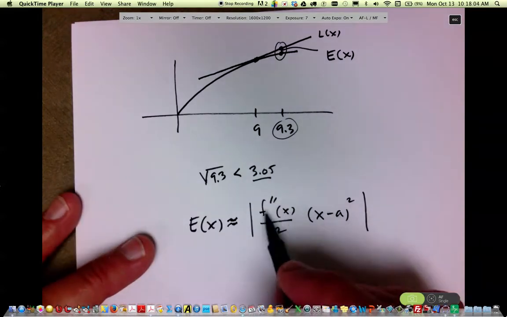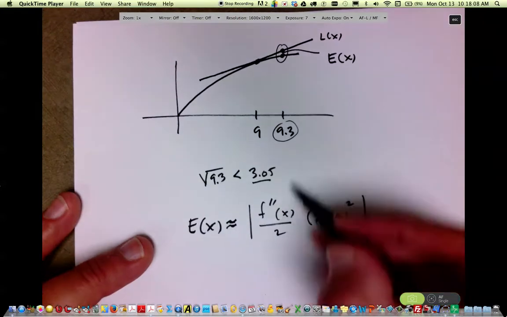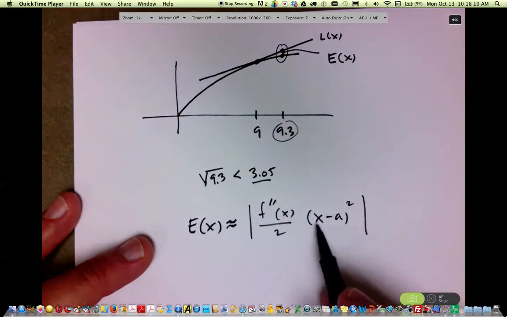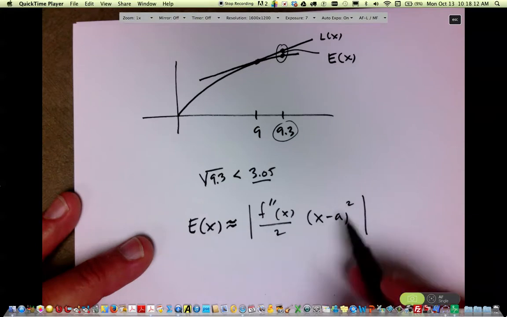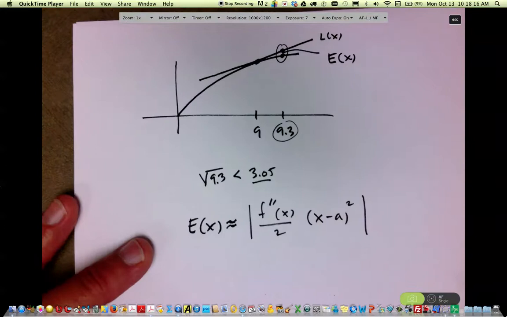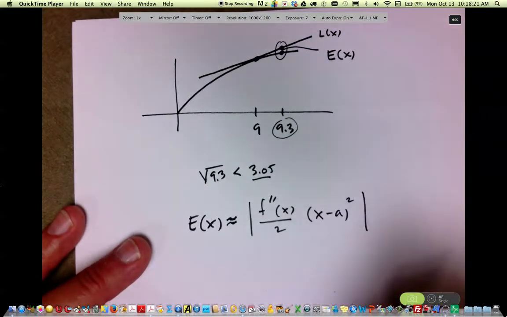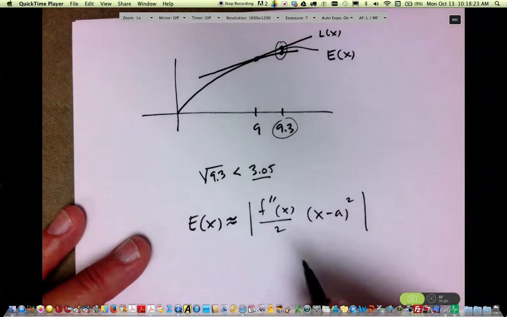So the bigger the second derivative and the more curvature there is on that graph, the further these two things are going to be apart. And also, the bigger this difference is, the further we move away, the bigger the error is going to be as well. If we go back, what is the approximate error in finding the square root of 9.3?